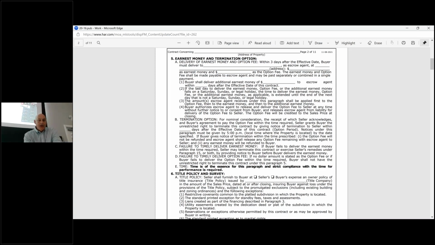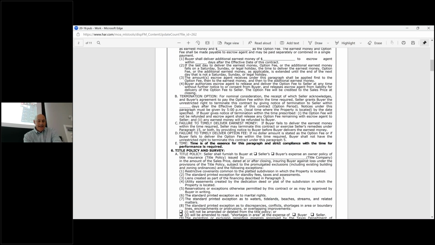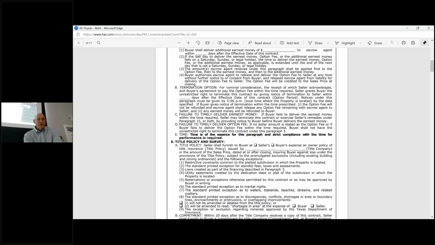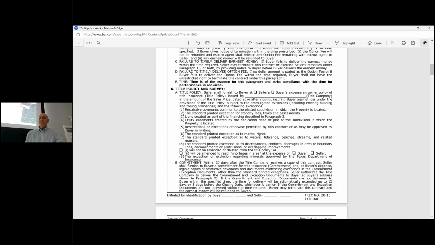And all that is described down in paragraphs 5C and D. Look at paragraph 5E, time. Time is of the essence for this paragraph, and strict compliance with the time for performance is required.